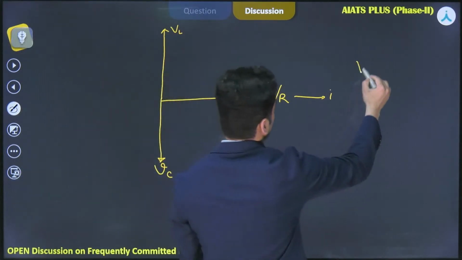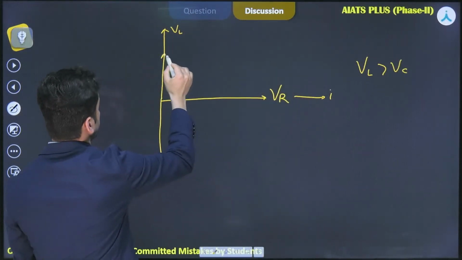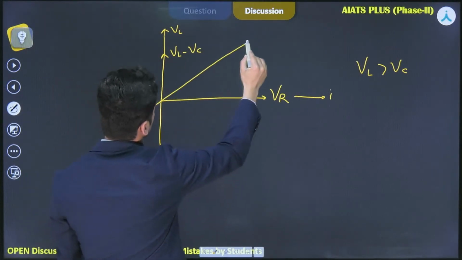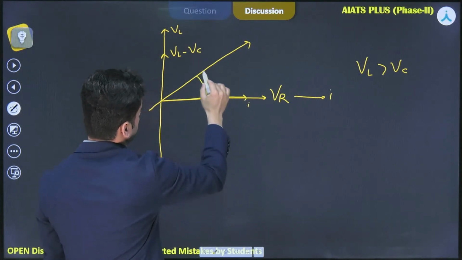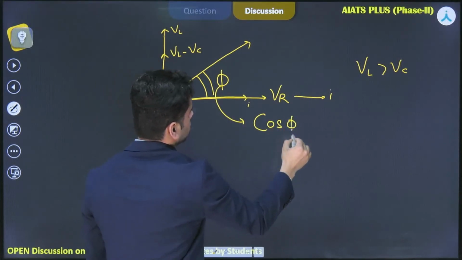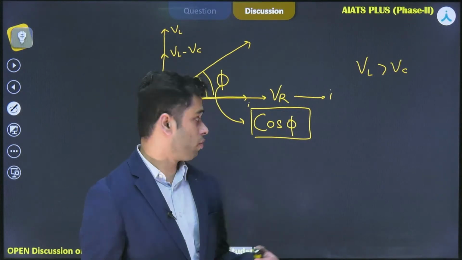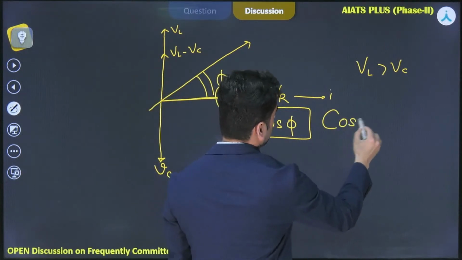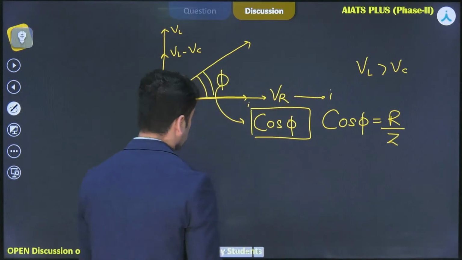Suppose I'm assuming VL is greater than VC, then the resultant of this part will be over here, VL minus VC, which means that the net voltage will be along this direction, current is along this direction, this phase angle is phi, and cos of this phi is known as the power factor, right? So cos of this angle phi is known as the power factor. You can also see that the value of cos phi is equal to R by Z. You can get it from the impedance triangle.